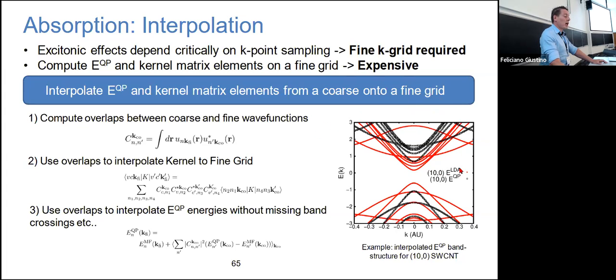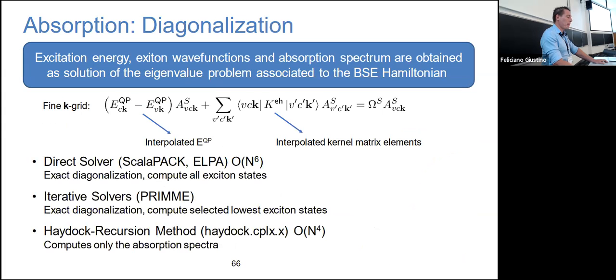And here is just the result showing essentially the interpolated band structure for single-walled carbon nanotubes, the BSE band structure obtained after these interpolation steps, so essentially number 3. So very similar techniques can be applied for the kernel in order to compute fine grid kernel matrix elements and build up the BSE Hamiltonian.